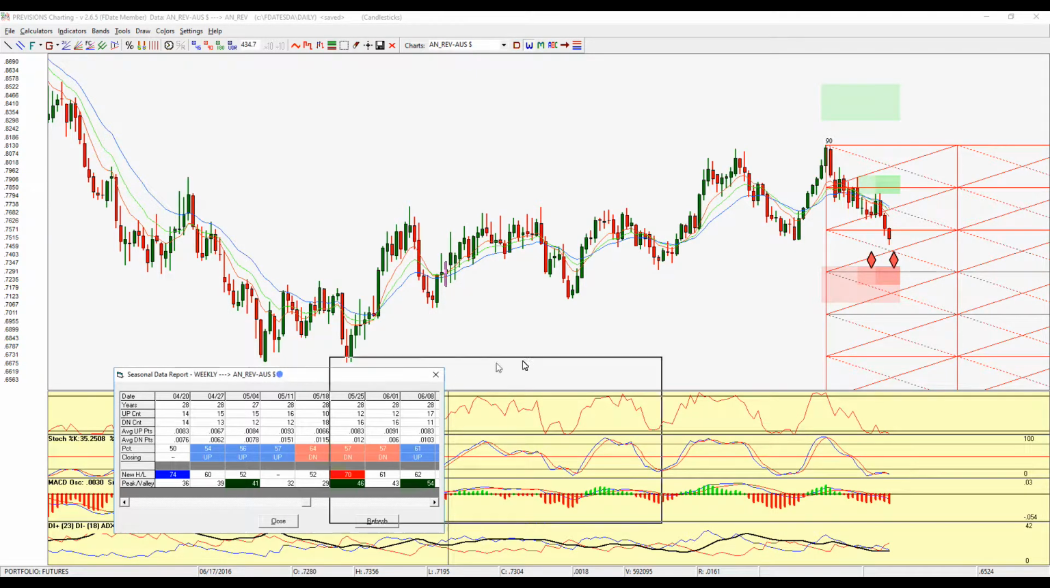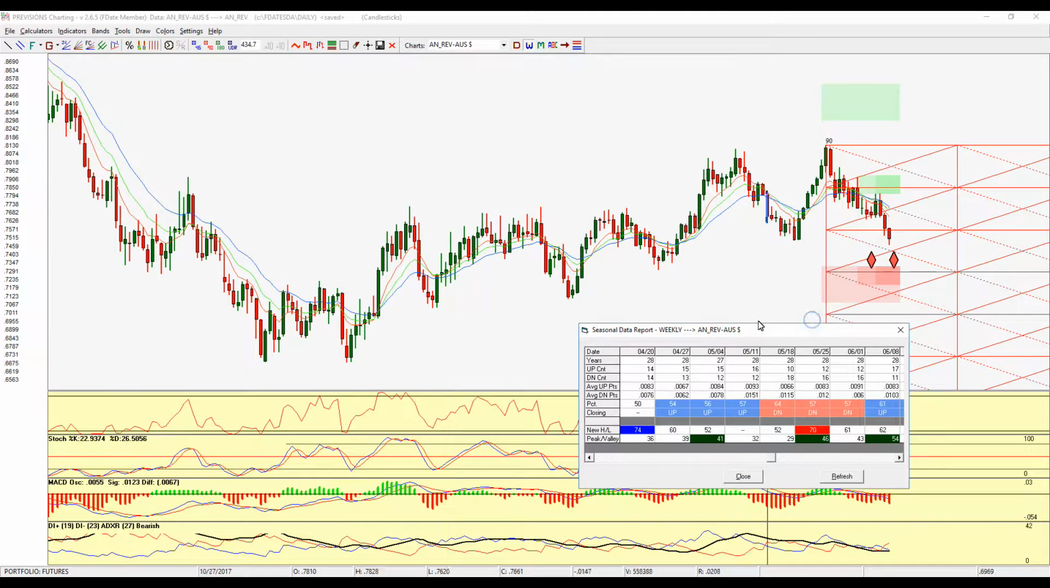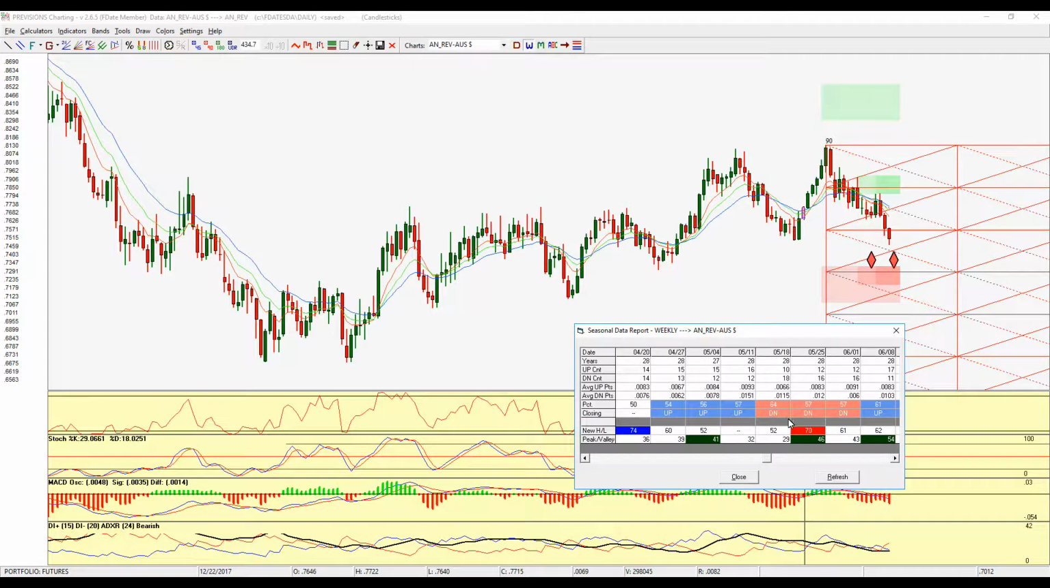That's where I'm going to introduce you to this indicator here, or actually this report called the seasonal data reports, found in this Provisions charting application that I have here. And this is a very powerful report because it gives you a historical view as to what this market's tendency happens to be on the weekly chart. And you'll notice that the colors change from blue here to red over here, and it changes right at the 511 period right there.